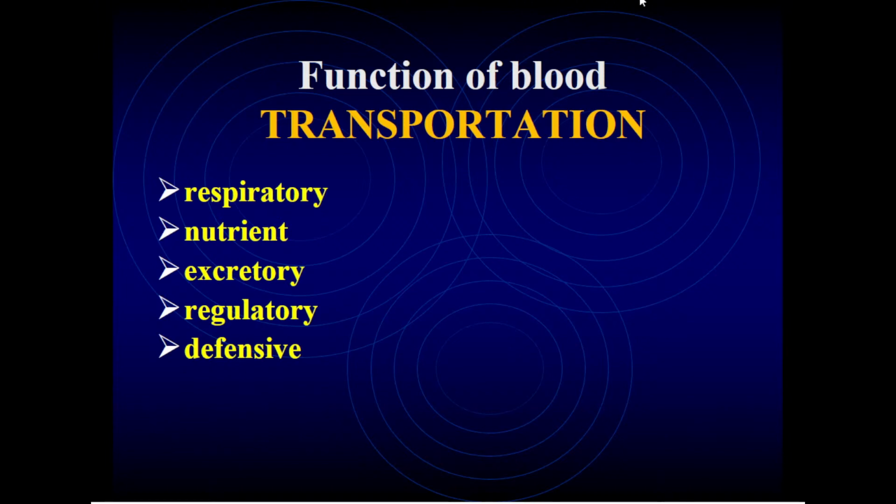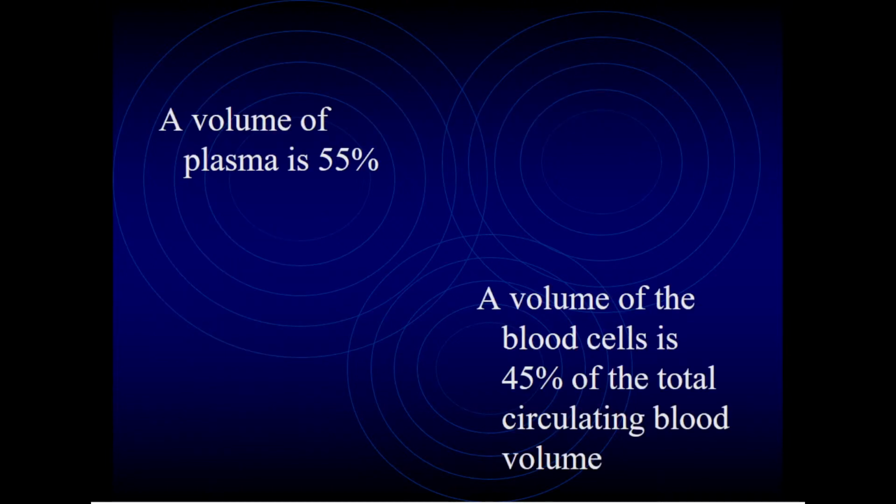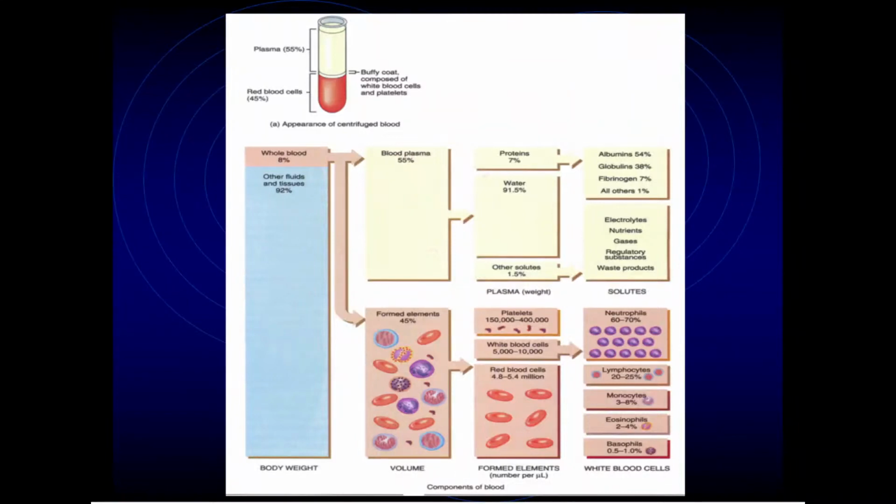all functions of blood are subdivided into respiratory, nutrient, excretory, regulatory, and defensive functions. As you remember, a volume of blood plasma stays around 55%, and volume of blood cells, blood-formed elements suspended in blood plasma, stays around 45% of the total circulating volume.